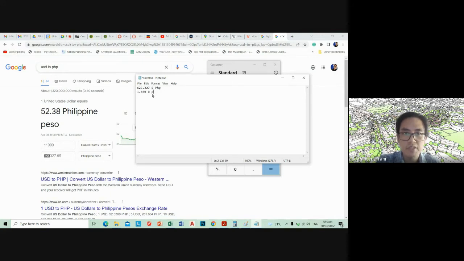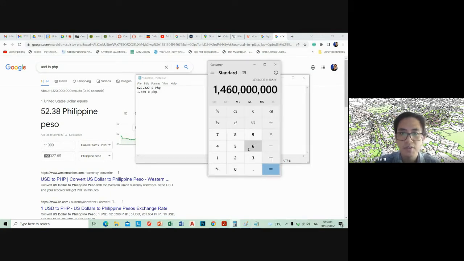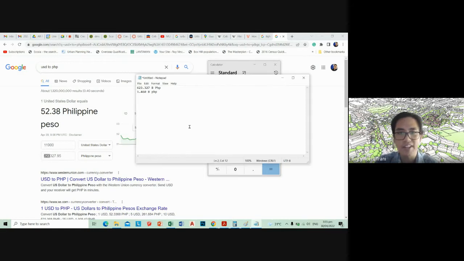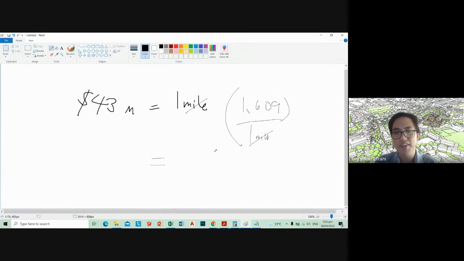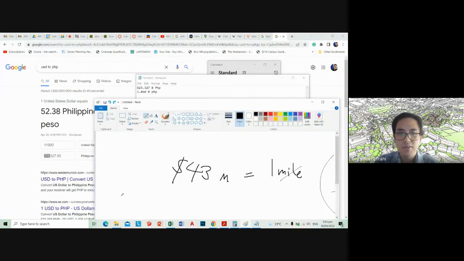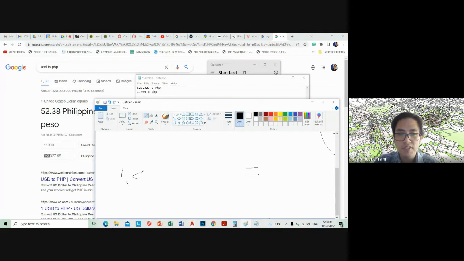1.460 billion PHP. So we just go 623 divided by 1.4. Oh, no, wait. Let me just write it down. I prefer writing it down on paper, but since we're in a class, I want to divide it. So what I'm trying to say here is we pay 1.46 billion PHP per year. How many years do we need to get to 623.327?